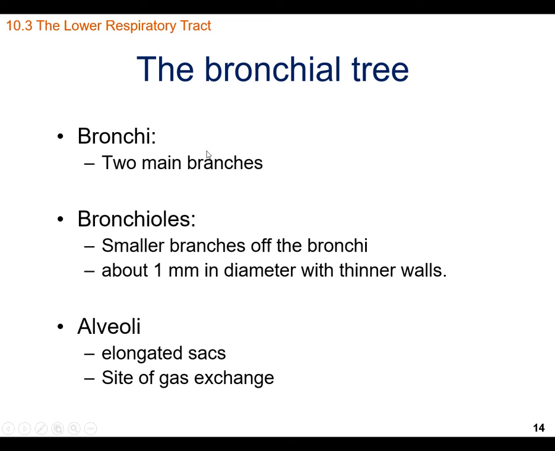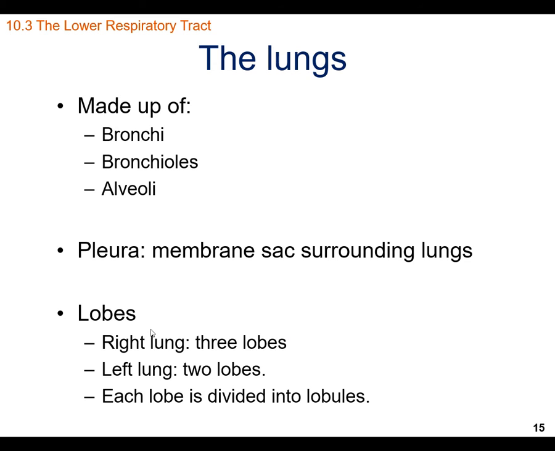The bronchial tree has two main branches. The bronchi is just the splitting of the trachea into the right and left side, and this carries air to each lung. The bronchioles are the smaller branches that branch off the bronchi. They're only about 1 millimeter in diameter. They have much, much thinner walls, and they carry the air out towards these sacs. And the end of each bronchiole has an alveoli, which is an elongated sac, looks a little bit like a balloon, and this is where the actual gas exchange occurs.